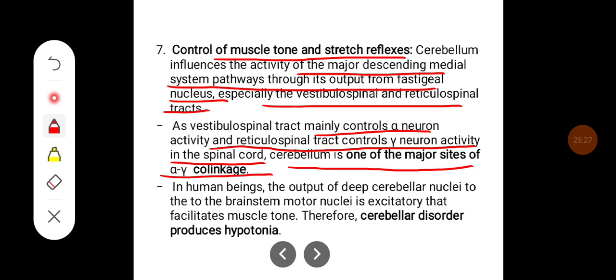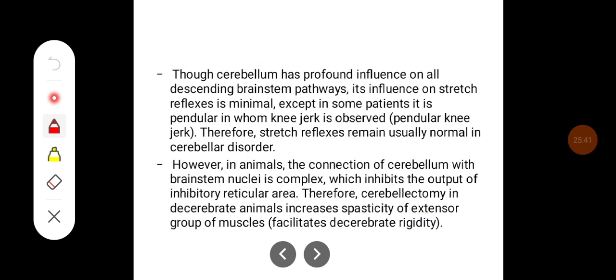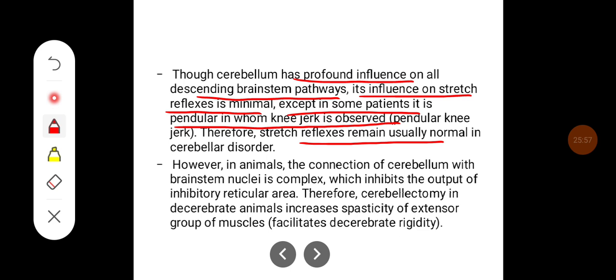In human beings, output of the deep cerebellar nuclei to the brainstem motor nuclei is excitatory, which facilitates the muscle tone. Therefore, cerebellar disorder produces hypotonia. Though the cerebellum has profound influence on all descending brainstem pathways, its influence on stretch reflexes is minimal, except that in some patients the knee jerk is observed to be pendular, the pendular knee jerk. Therefore, the stretch reflexes remain usually normal in cerebellar disorder.